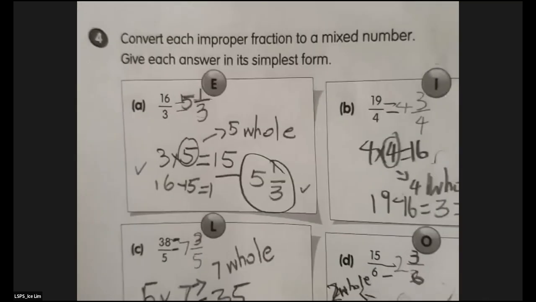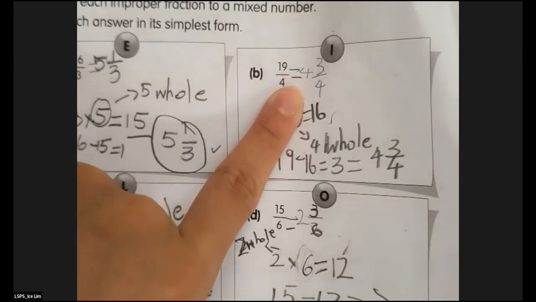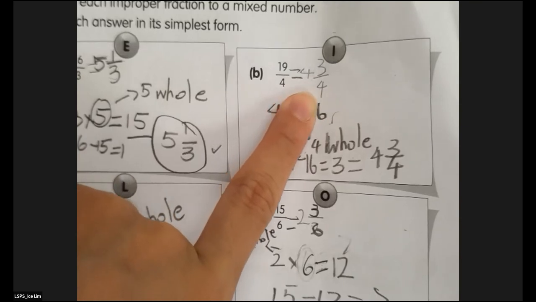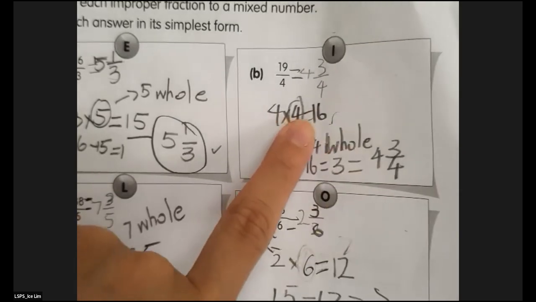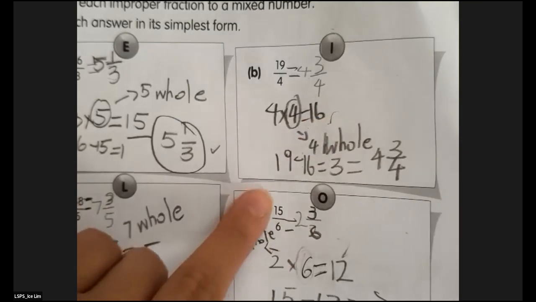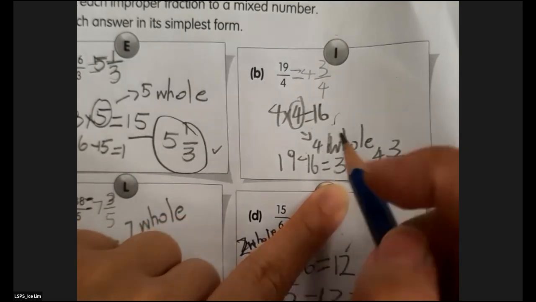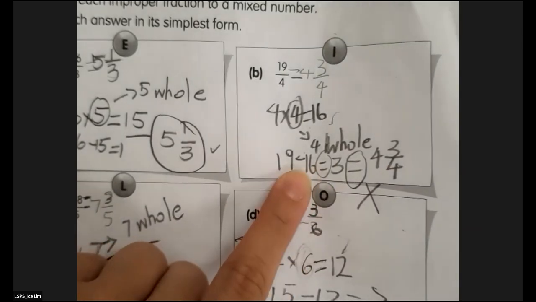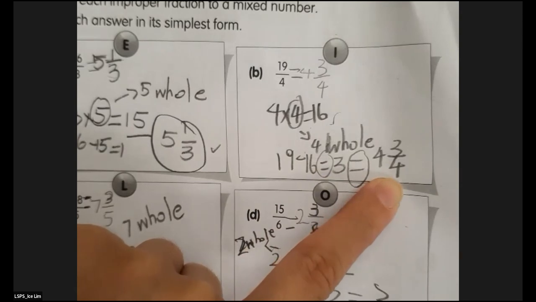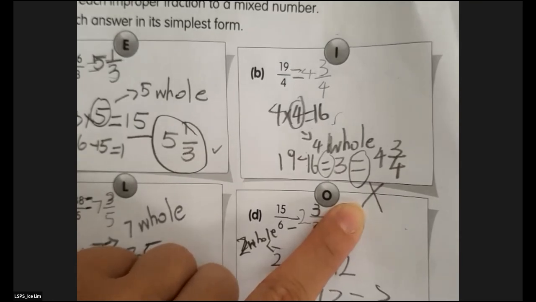But let's look at the next one. The next one here, 19 1/4. They are 4 wholes because 4 × 4 = 16. There is 19 - 16 remainder of 3. But what did he do? He wrote an equal sign here and an equal sign here. This is wrong. Is 19 - 16 = 4 3/4? No, this is not equal. This is wrong. So the answer mark will be 0. Do you understand what I'm talking about? You need to know what you're writing.